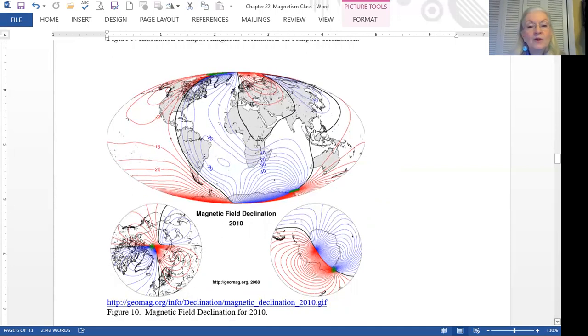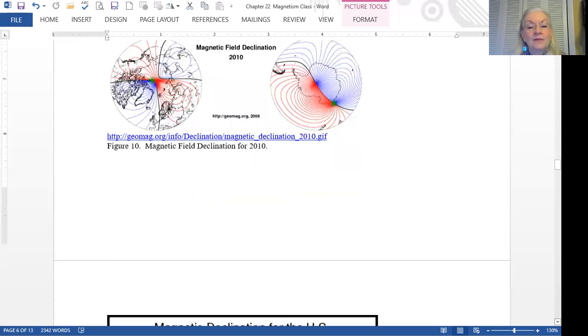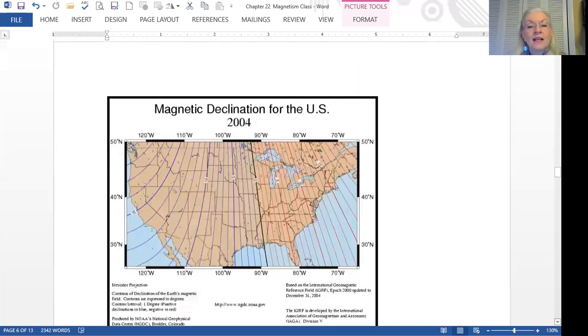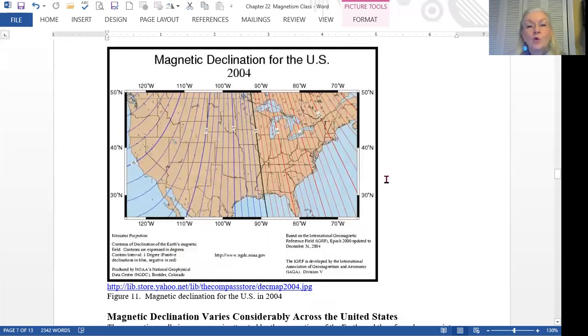This one was for 2010. This is one of the United States in 2004. It's, I'm sure, not accurate anymore because the magnetic field has changed quite a bit since 2004. So it has shifted. But you can see this is the zero declination line, so the line where you wouldn't have to correct at all, back in 2004.